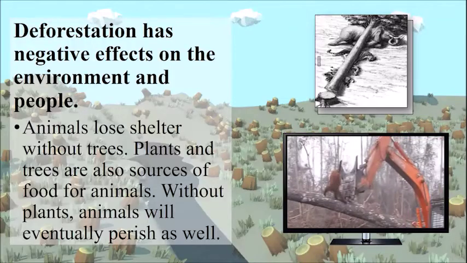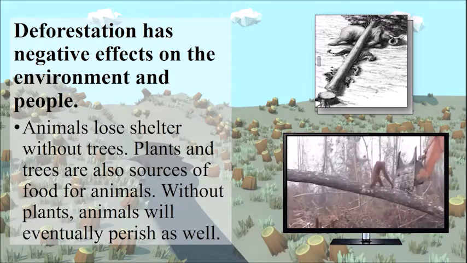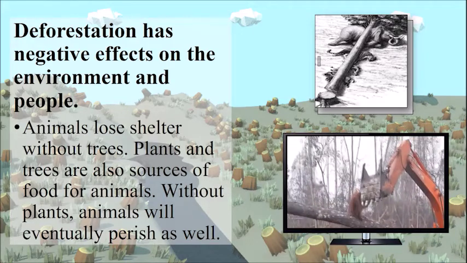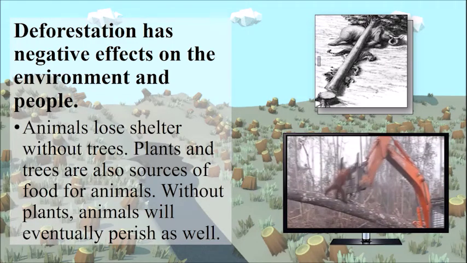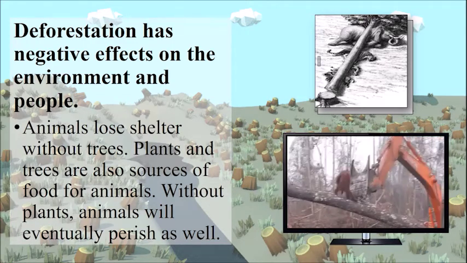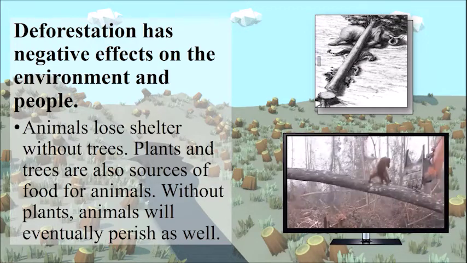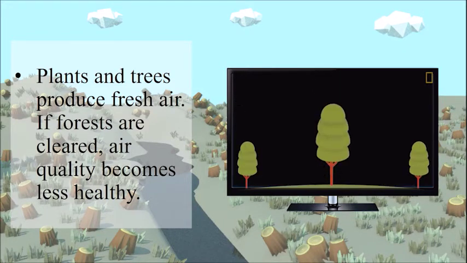Deforestation has negative effects on the environment and people. First on the list, animals lose shelter without trees. Plants and trees are also sources of food for animals. Without plants, animals will eventually perish as well. Plants and trees produce fresh air. If forests are cleared, air quality becomes less healthy.